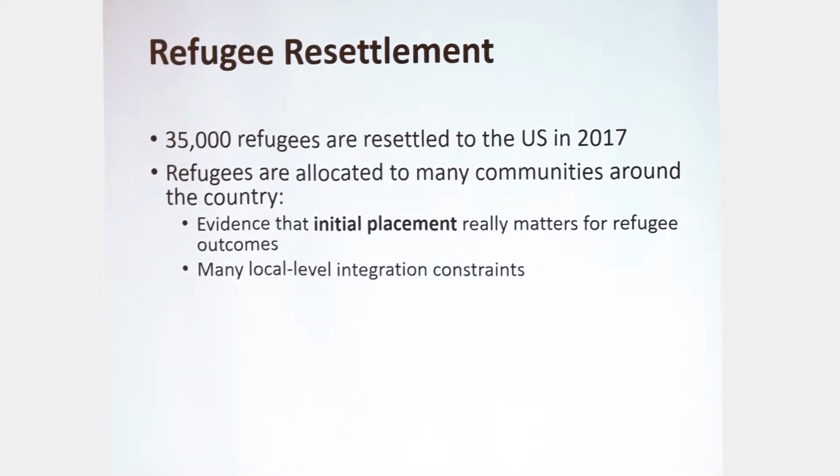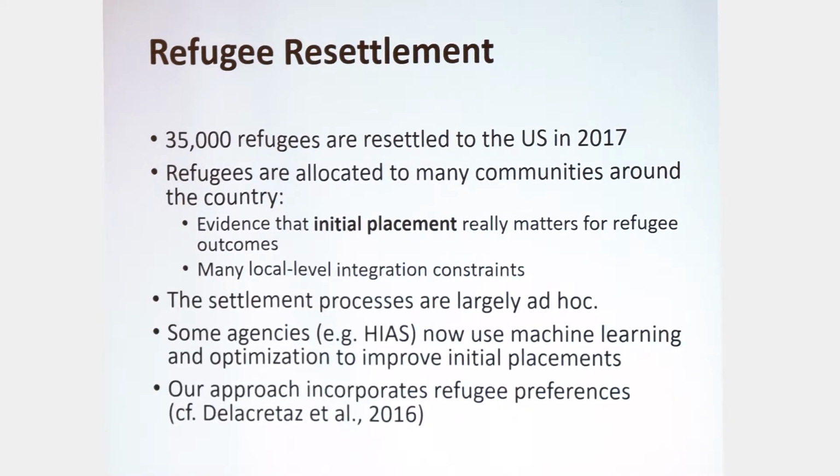In 2017, 35,000 refugees were resettled to the United States, and they are allocated to many communities around the country. There is evidence that the initial placements are really important for refugee outcomes. For each community, there are many local-level integration constraints. The settlement processes are largely ad hoc. To improve the initial placements, some agencies, for example HIAS, use advanced techniques like machine learning and optimization.